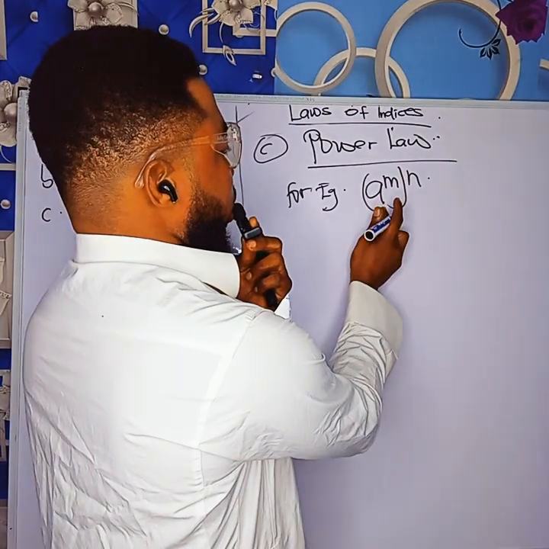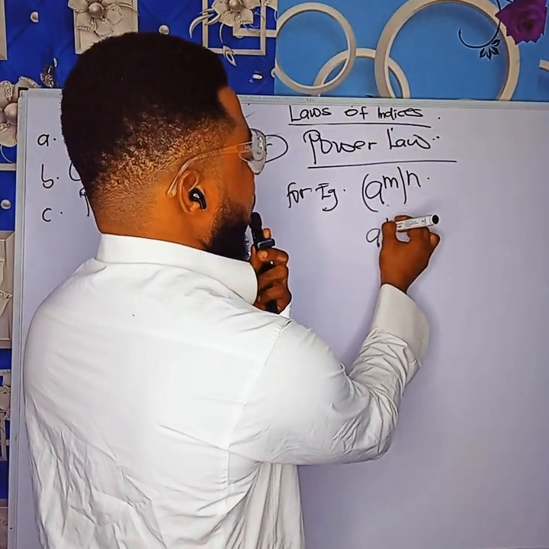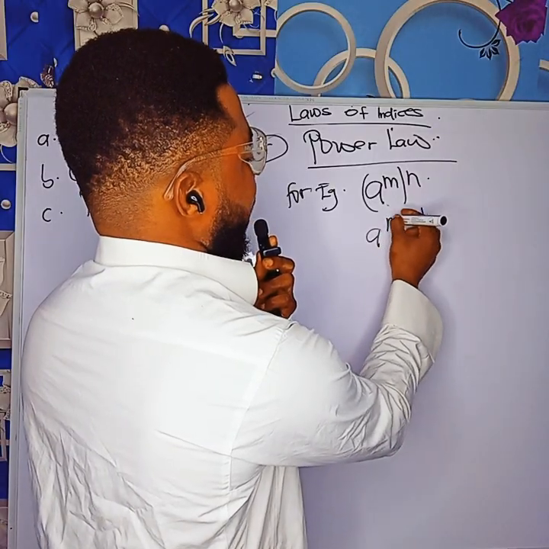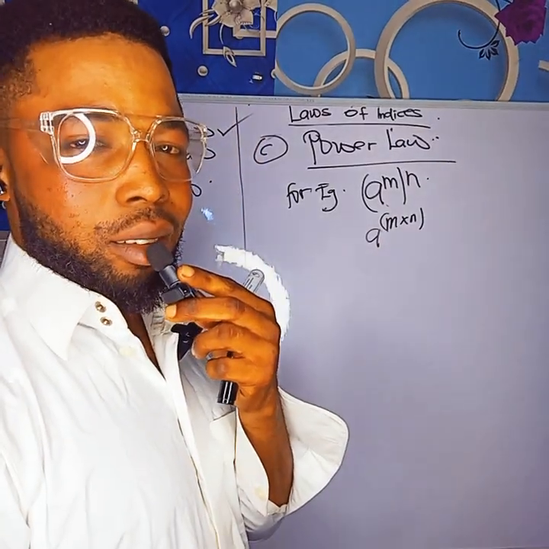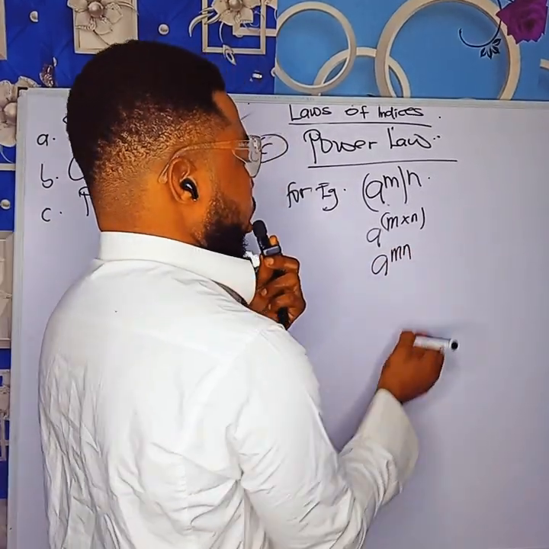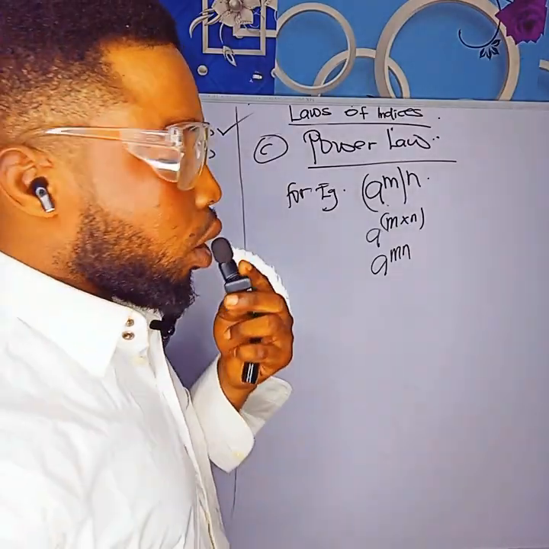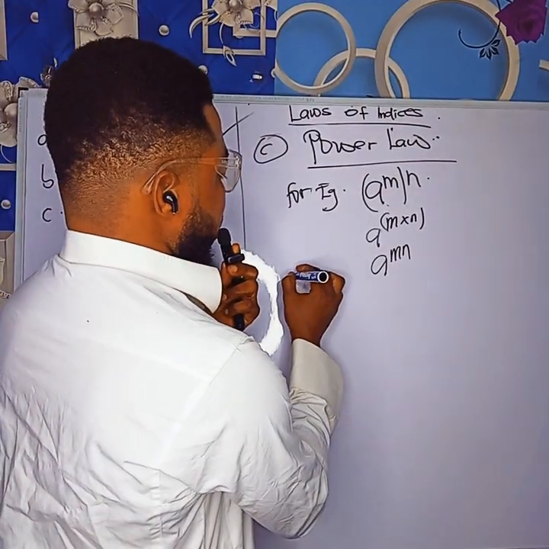So let's say this one can be written as a to the power of m multiplied by n. Just like that. So it is a raised to the power mn. Okay, so let's take another example.